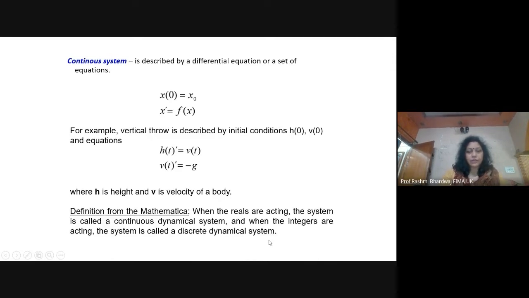Now suppose I take a simple example of these. When the reals are acting, the system is called a continuous dynamical system, and when the integers are acting, the system is called a discrete dynamical system. Basically, if we are dealing with real numbers, then it is a continuous dynamical system. If we are dealing with integers, then it is a discrete dynamical system, because then you are selecting only the points, not the complete system.